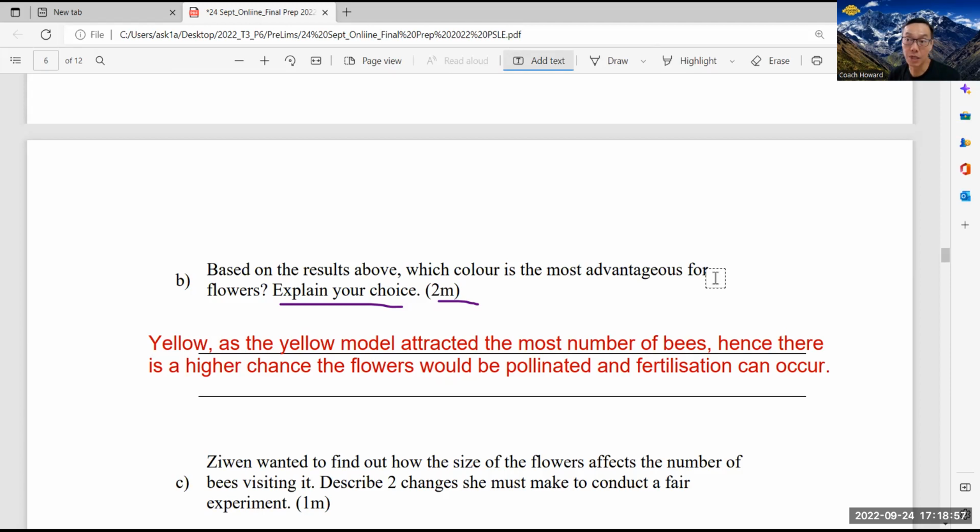So they like yellow, like so what? Okay, so this is like a so what? Why do the bees like yellow? Because this will cause the flowers to be pollinated, because the bees visit the flower. Okay, increase the chances of the flowers being pollinated and fertilized. Okay, so I hope you can understand this part. So what, this part?